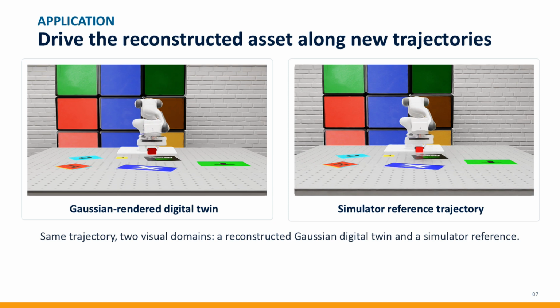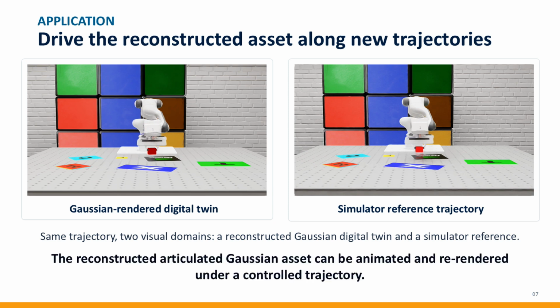Here the same trajectory is shown in two visual domains, the Gaussian rendered digital twin and the simulator reference, making it easier to compare motion, appearance, and downstream scene behavior.